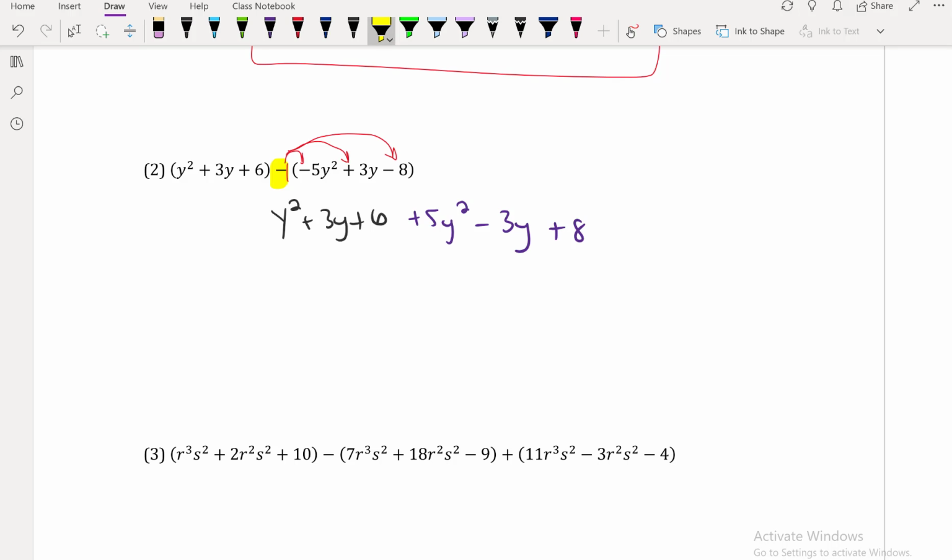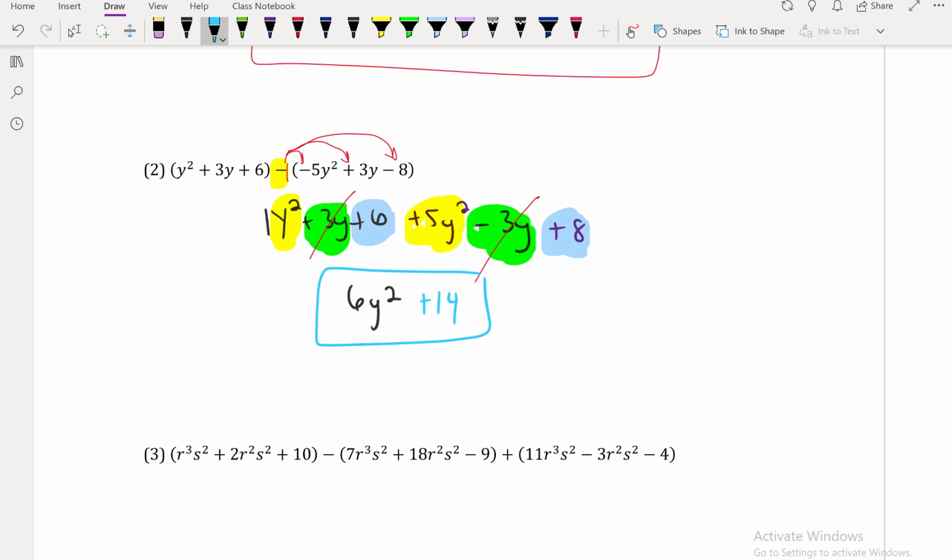So now I want to combine my y squares. So I have 1y squared plus 5y squared, so that's a 6y squared. Next, I have a positive 3y and a negative 3y. Well, those cancel out. And the last thing I'm left with is a positive 6 and a positive 8. So 6 plus 8 is going to give me a positive 14. So that's going to be my final answer.